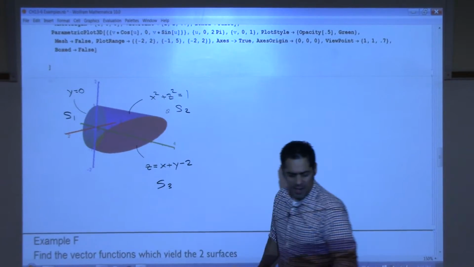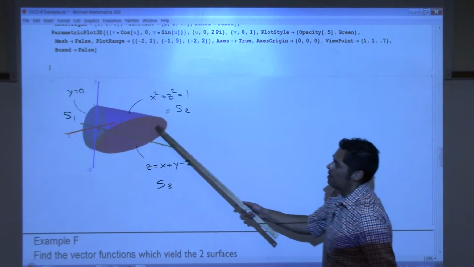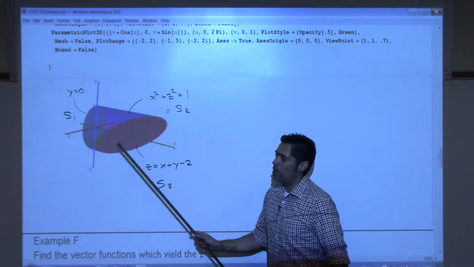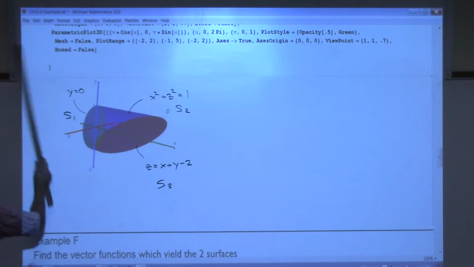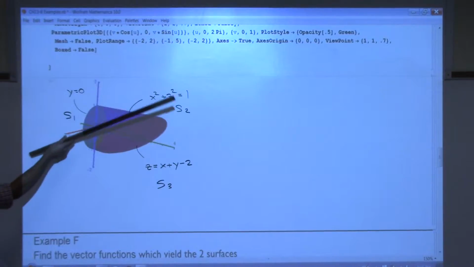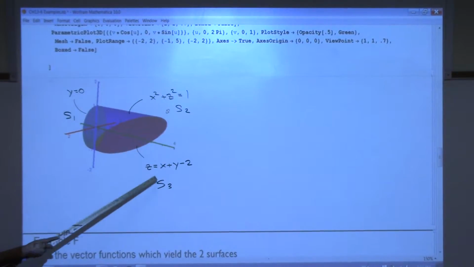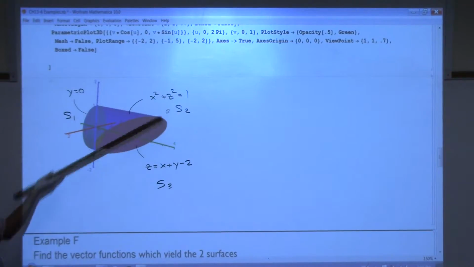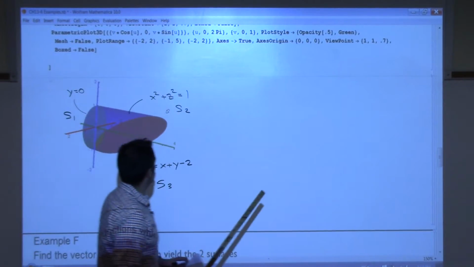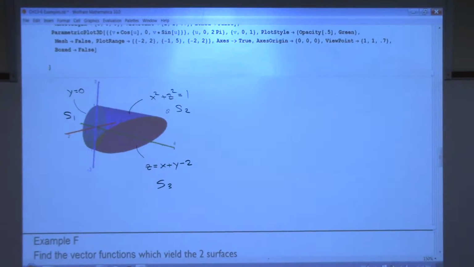Does everyone understand that this is a cylinder that's been cut with the plane y equals 0 at the back, and then cut with a plane at an angle that cuts it off this way? Got it? So we have three surfaces. Let's start with S1 because it's probably the easiest one.